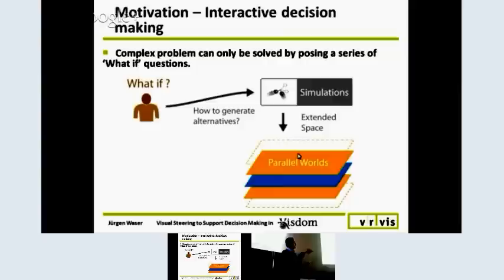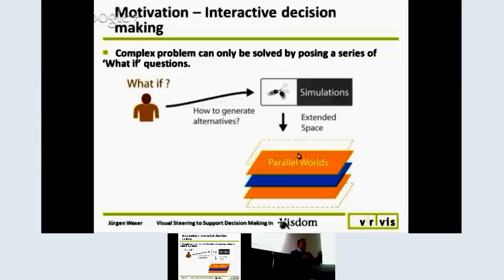Nowadays, you can do many of these simulations because also on GPU you have the processing power that allows you to do that. And then you have all these simulation results, which generates sort of parallel worlds. Each of these worlds describes a sort of outcome of your scenario, and they differ by some parameter changes, some changes where the breach happens, and so on.